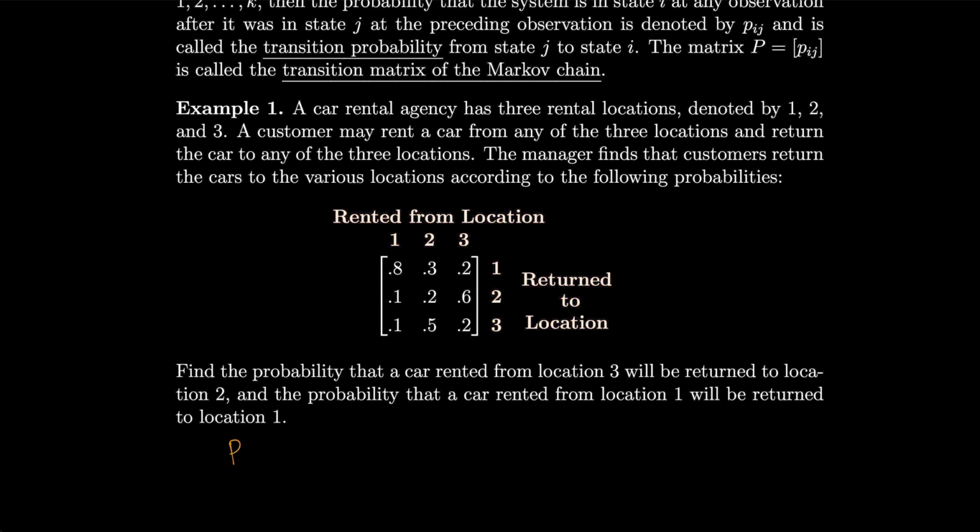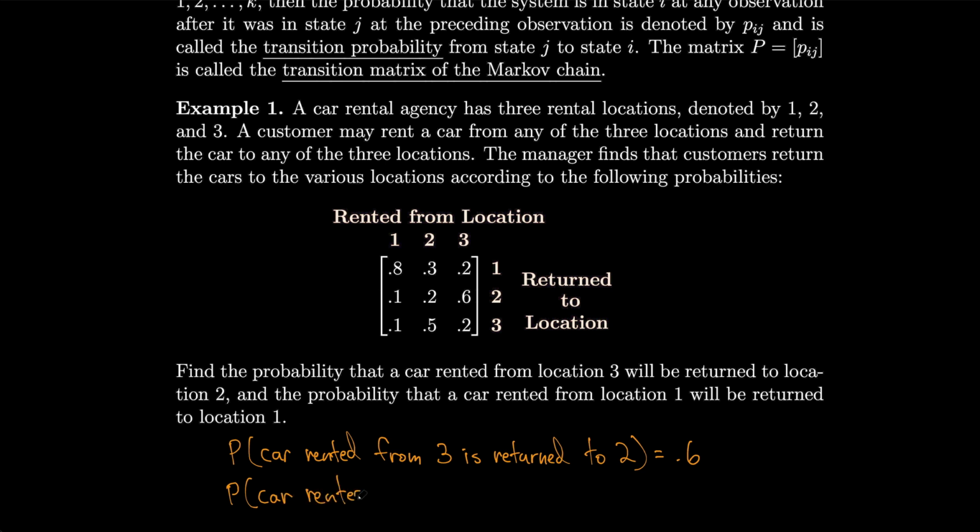So first, the probability that a car rented from 3 is returned to 2 is equal to 0.6, right? It's taken from 3 and it returns to 2. So by our matrix, it equals 0.6. Now the probability that a car rented from 1 is returned to 1 is right over here. We look at 1, and it must be 0.8.